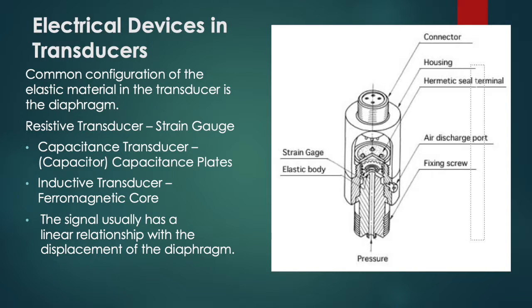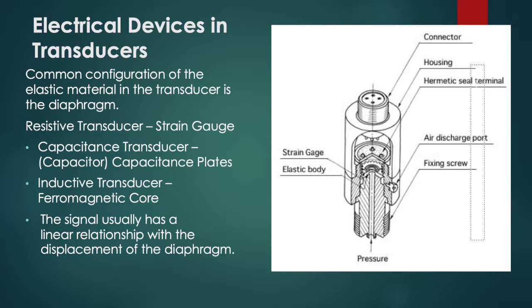Second would be a capacitance transducer, which uses a capacitor and capacitance plates. A change in pressure is measured as a change in capacitance between two capacitance plates. One plate is bonded to the deformable side of the elastic material, or the diaphragm, while the other one is bonded to the unpressurized surface.